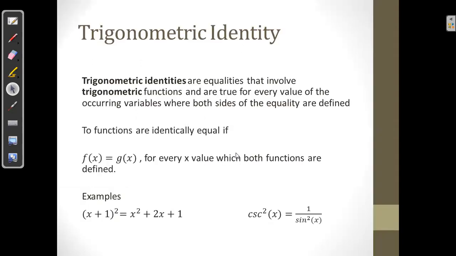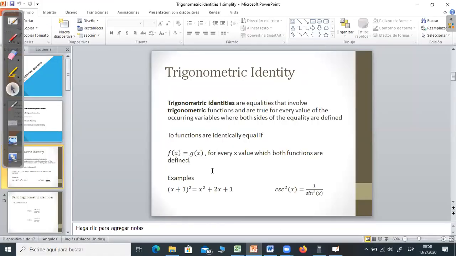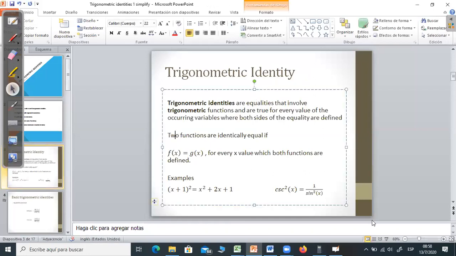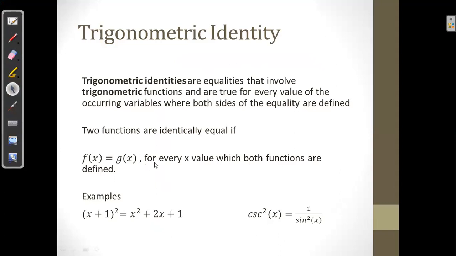So here we go, with the basic idea of trigonometric identities. Trigonometric identities are equalities that involve trigonometric functions and are true for every value of the occurring variables where both sides of the equality are defined. Two functions are identical if f of x equals g of x for every x for which both functions are defined. For example, you have here two expressions that look different, but they are identical. That's why this idea of identities is very important in mathematics.